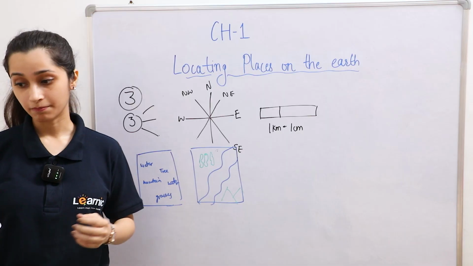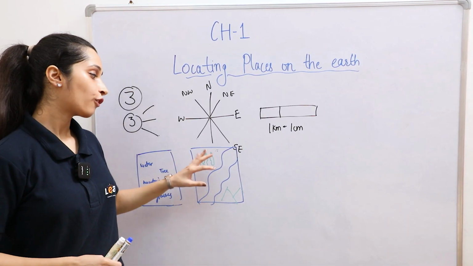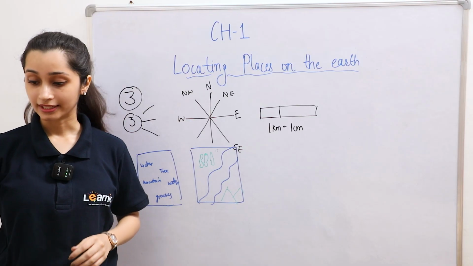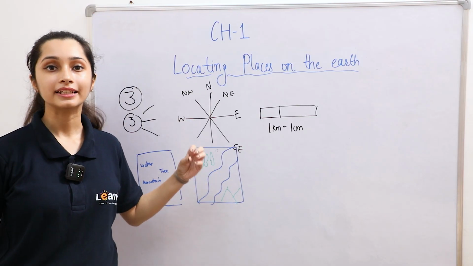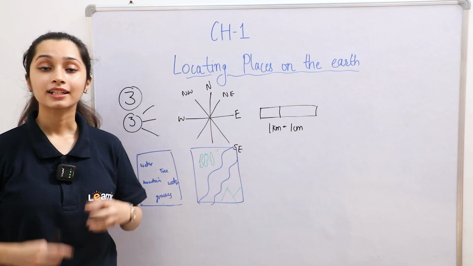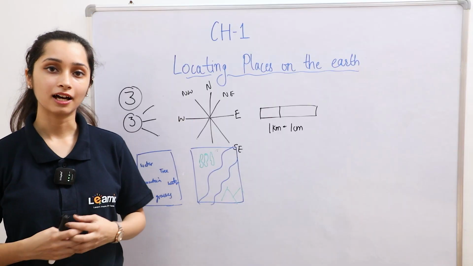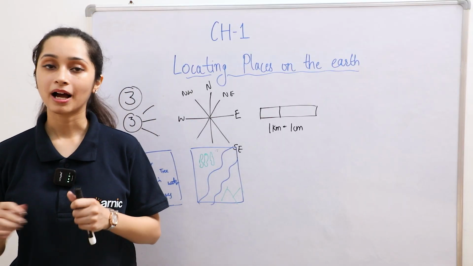So there are different symbols which are fixed by the Survey of India. So for example, trees are always represented in green color. Then the water, the ponds, the lakes, everything is represented using the blue color. Then the settlements where humans reside are mapped in red color. Okay. So now students, mapping on the earth.